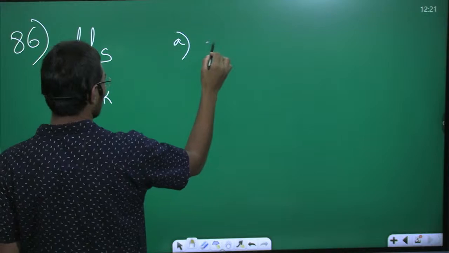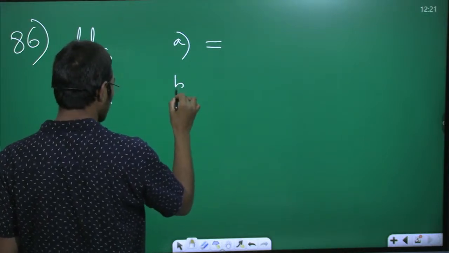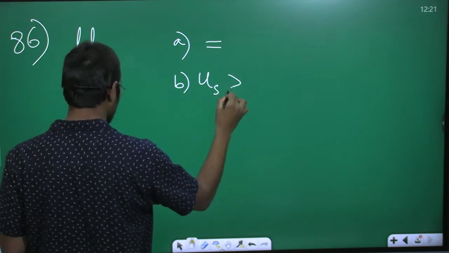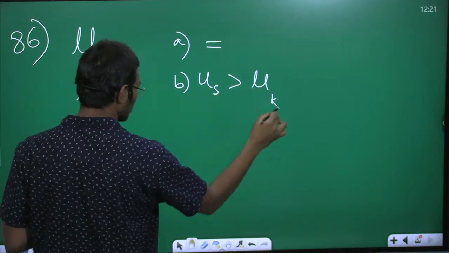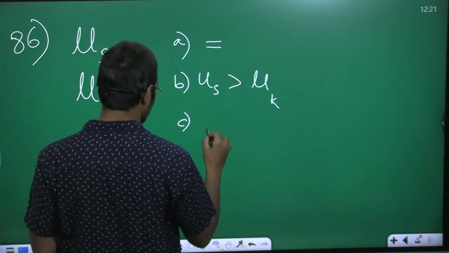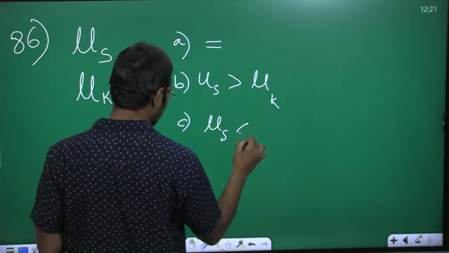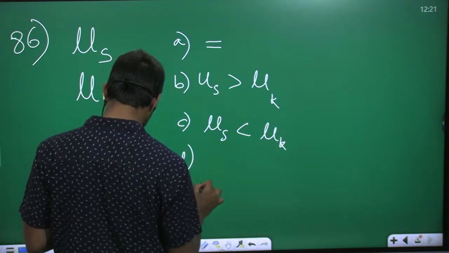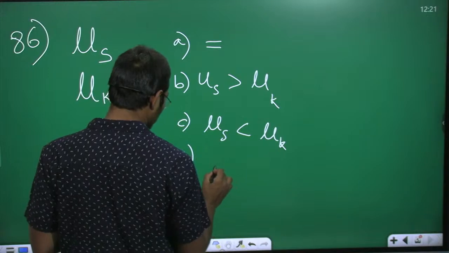Option A, both are equal. Option B, mu s greater than mu k. Option C, mu s less than mu k. Option D, depends on applications.